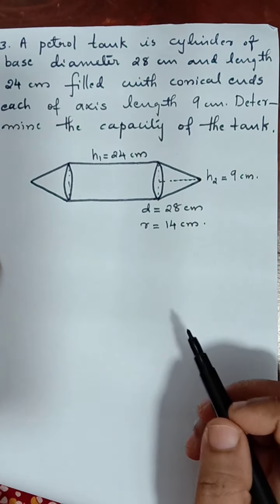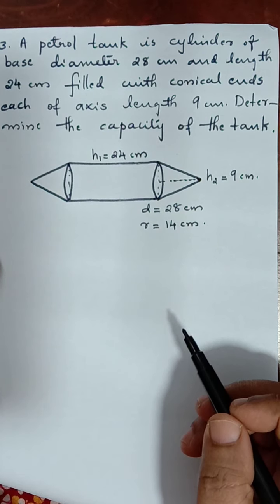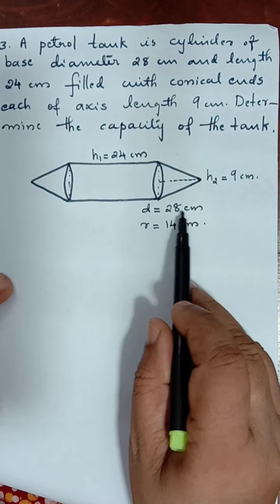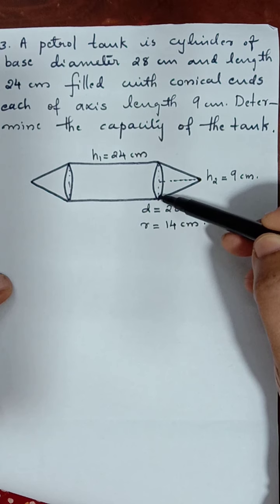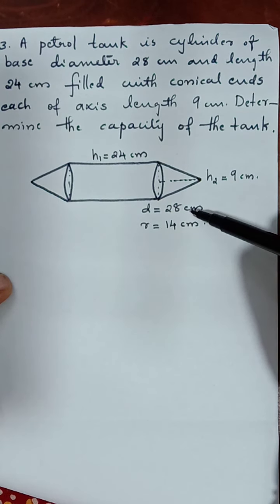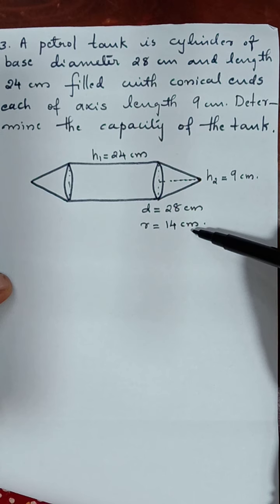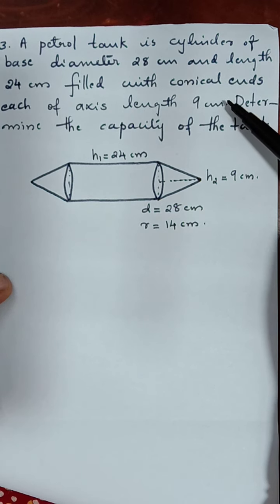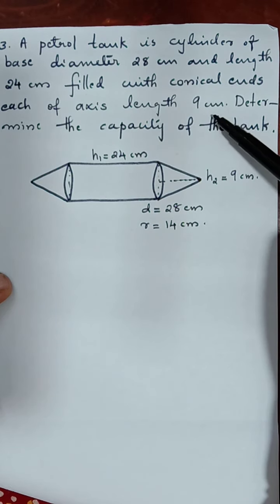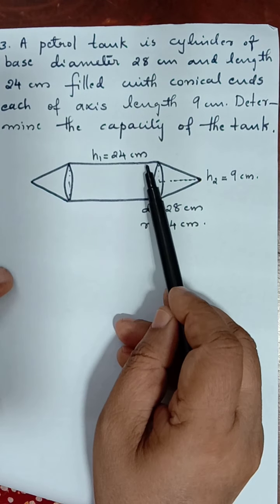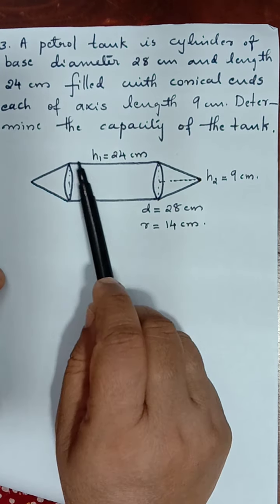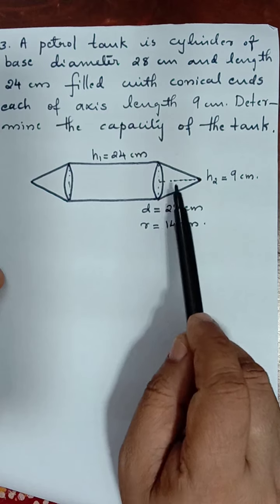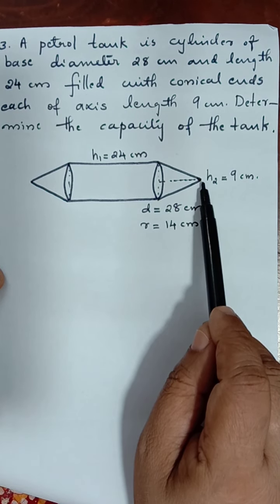Let us see the third question. A petrol tank is a cylinder of base diameter 28 centimeter. This is the base diameter, 28 centimeter, therefore radius is equal to half of that. And length 24 centimeter, and it is fitted with a conical end, each of axis length 9 centimeter. So cylindrical portion is of length 24 centimeter, and having conical ends, each of axis length 9 centimeter.